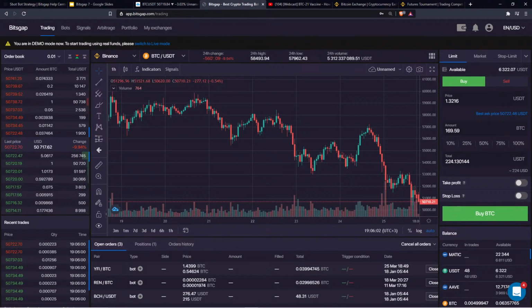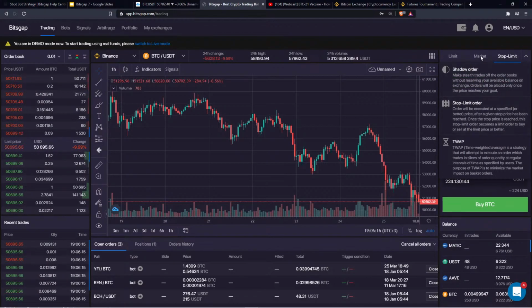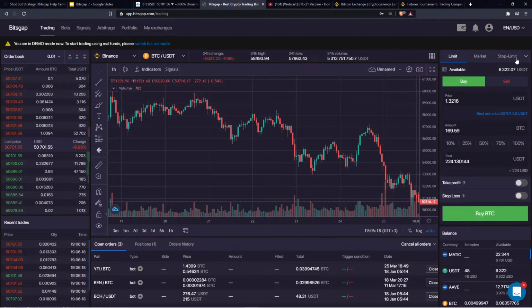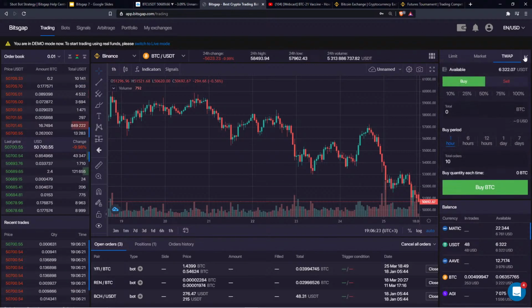Okay, so we will start with the smart trade mode. And when it comes to the smart trade mode, this is the sandbox where you have different order types, like the stop limit, the market orders, limit orders, as well as TWAP and some other order types. So these are your orders and you can play with them.